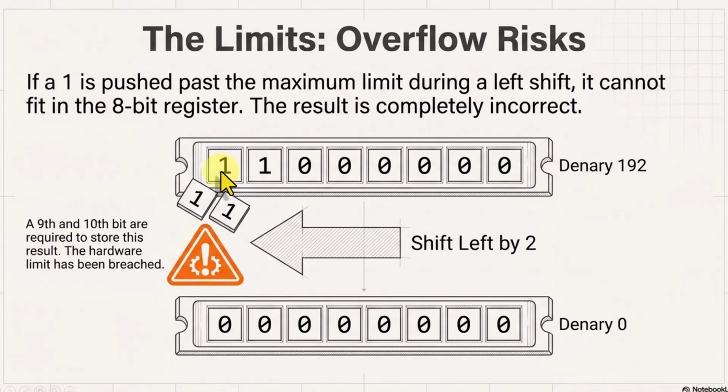But if a 1 falls off the left side, it means we have gone out of the range. So, overflow problem. A 9th and 10th bit are required to store this result, so the hardware limit has been reached. This number cannot be stored inside the computer.